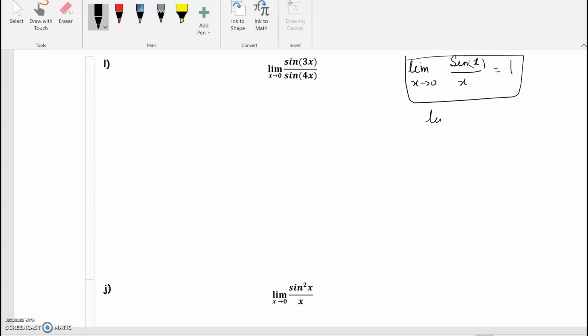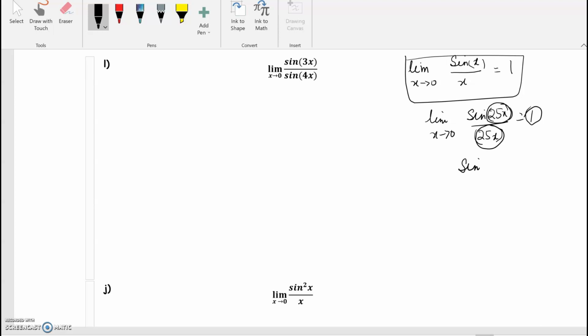So what does this mean? Limit as x approaches 0, sine 25x over... What would we need in the denominator to make it a 1? We need a 25x to make it a 1. Whatever angle you see here, you need to see the exact same number in the denominator. And that's the only way we can make it a 1.